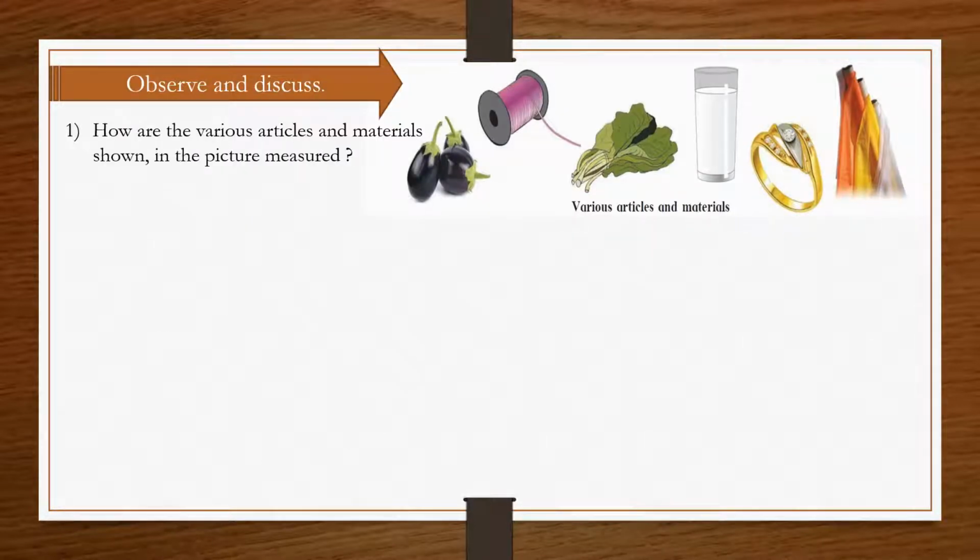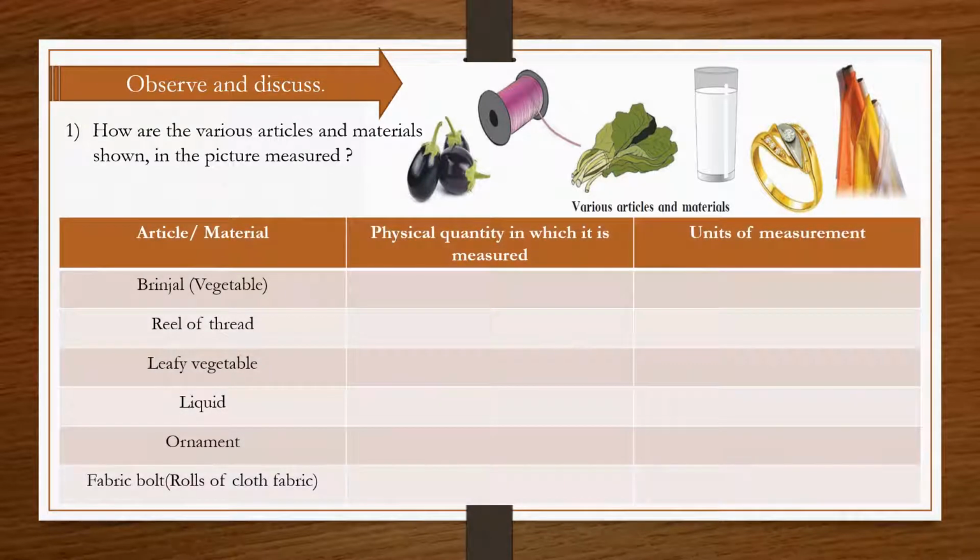Now students, observe and discuss how the various articles and materials shown in the picture are measured. To answer this, we will have a table with 3 columns: the first column is article and material, the second column is the physical quantity in which it is measured, and the third column is the unit of measurement. The first article is brinjal, which is a vegetable. The physical quantity in which brinjal is measured is mass and the unit of measurement is kilogram. Then the second article is reel of thread.